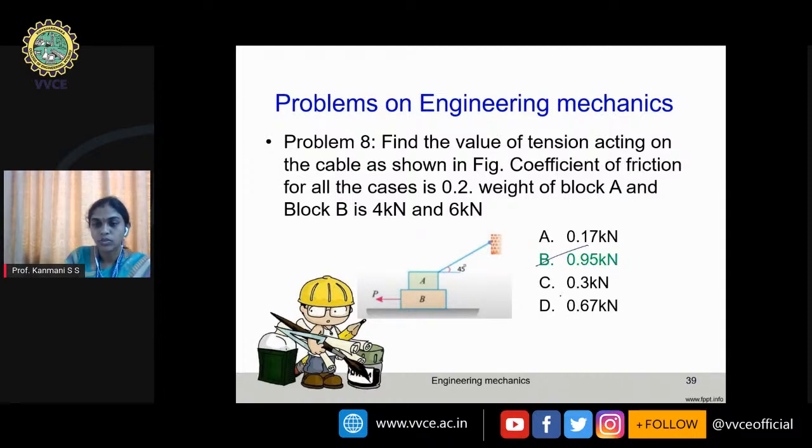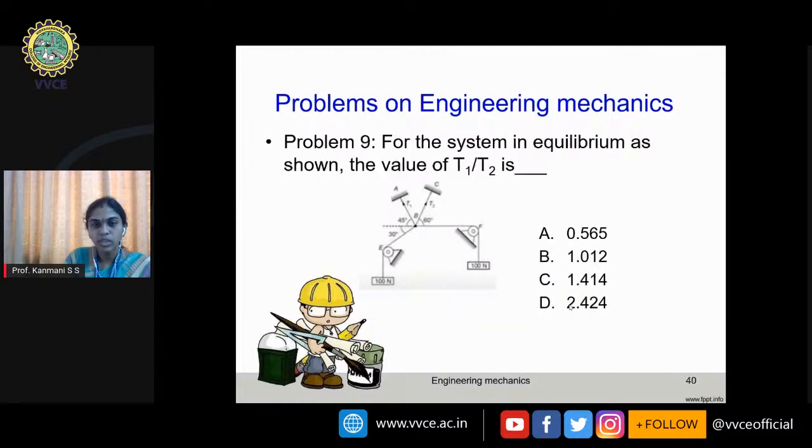0.95 kilonewton. So that's the right answer. This is about problem number 8. I'll go to problem number 9 now. The next problem also talks about equations of equilibrium, but see here, at one joint we have 4 ropes connected. 4 ropes means 4 forces.